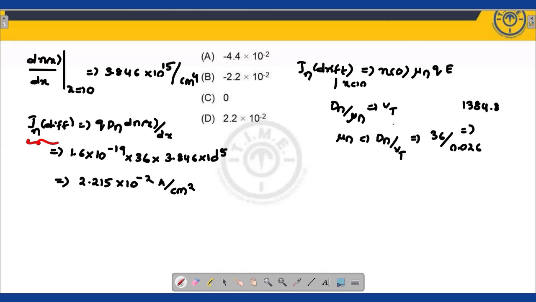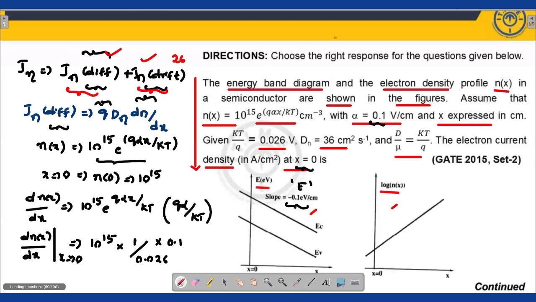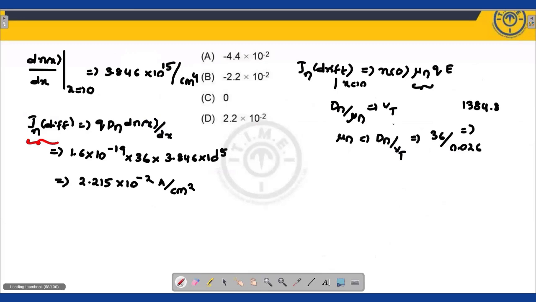Now substitute this mu n value here, and the energy. I told you this value of the energy is here. This is the value. Now substituting all the parameters. Here, my dear friends, the E value is negative. Now substitute here.